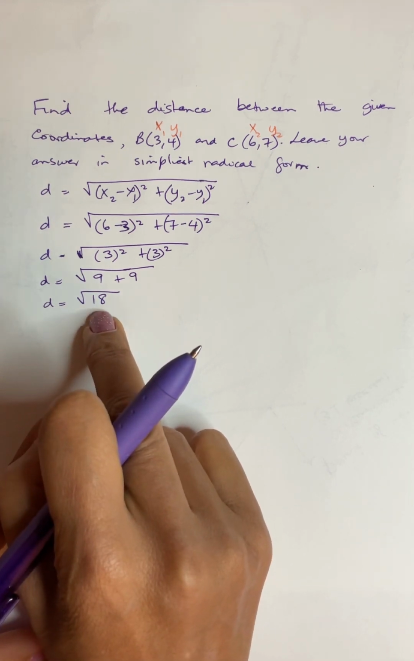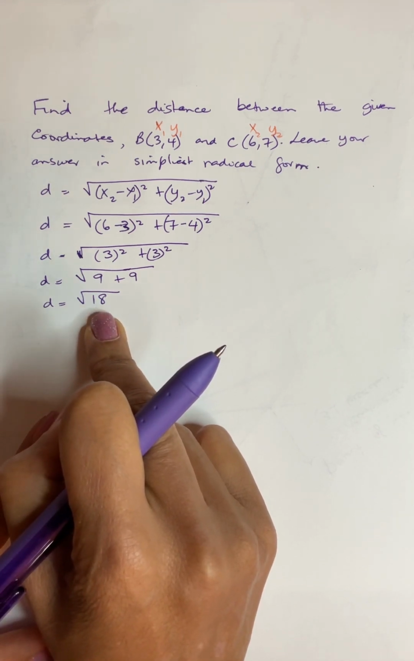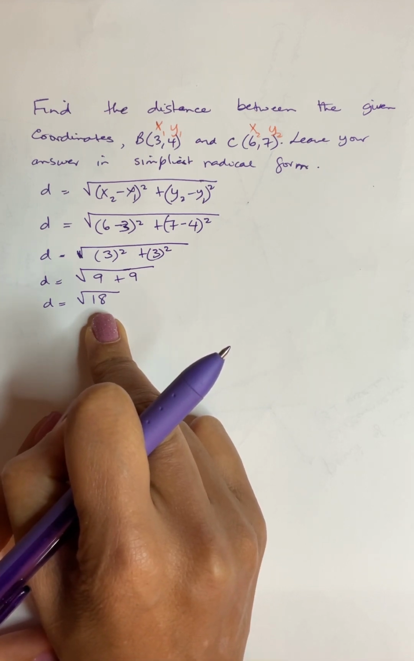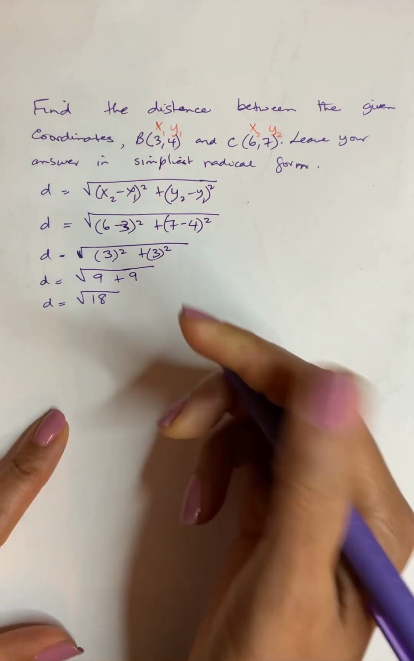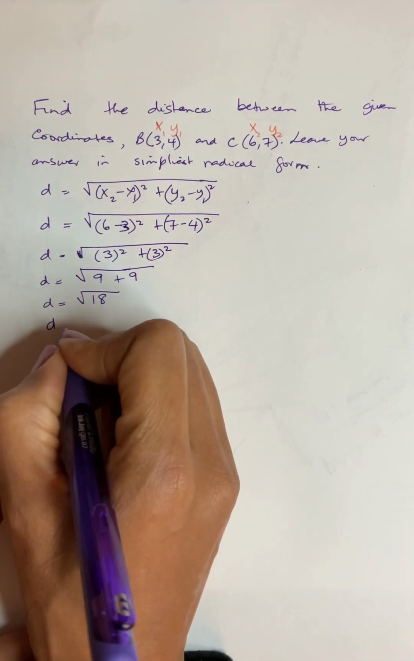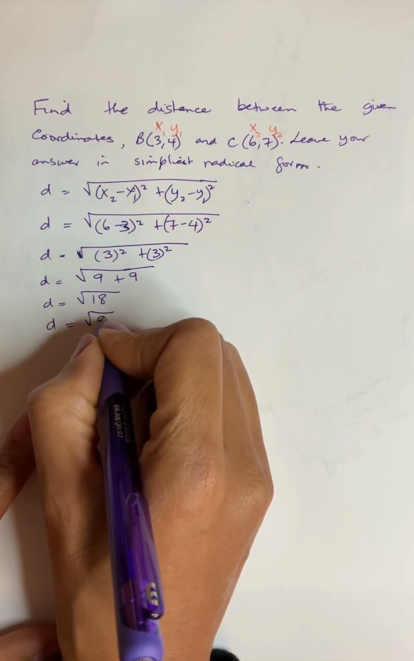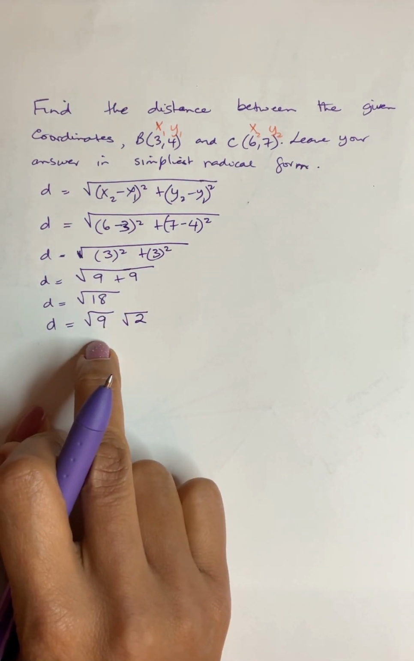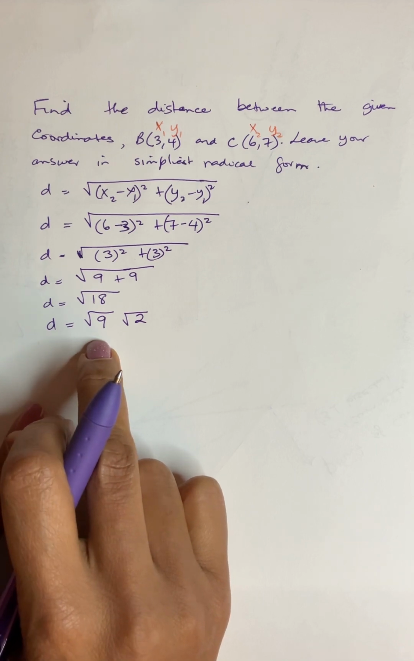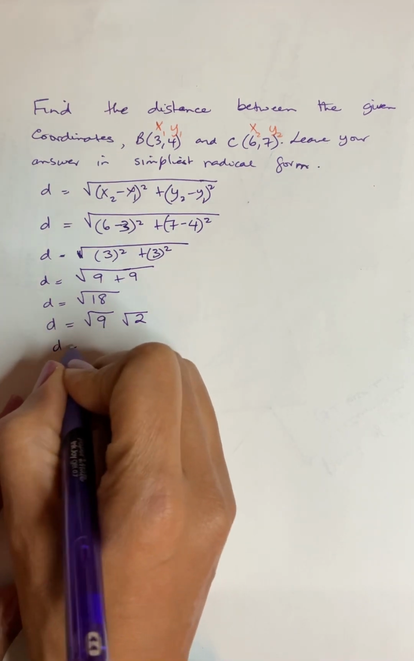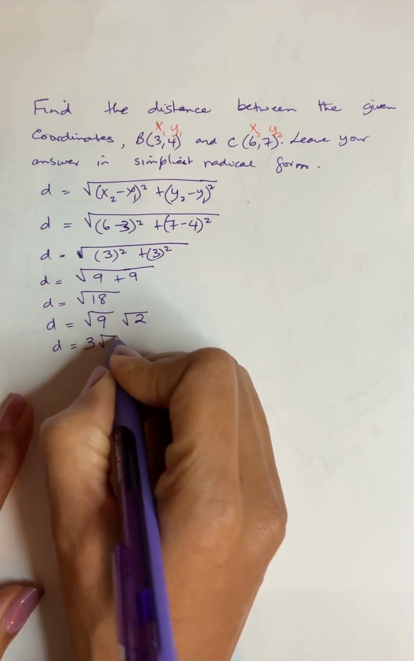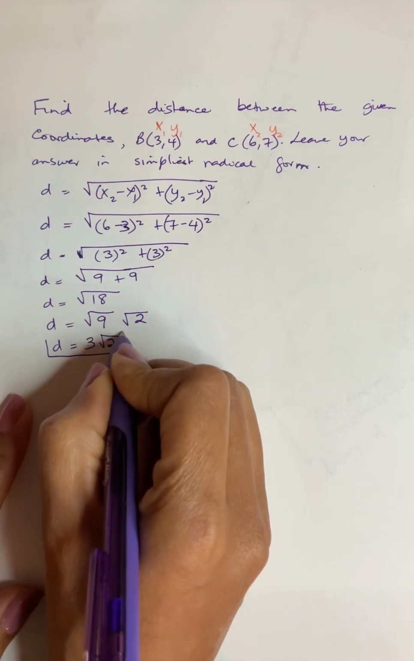Let's start with this 6 and 3. Neither 6 nor 3 is a perfect square. So let's go to the next factor, which is 9 and 2. 9 is a perfect square, so you break it up into radical 9, and I suggest that you write radical 9, the perfect square, first, because it's easier when you are writing your answer in simplest form. So D equals the square root of 9, which is 3, radical 2, and this is your answer.